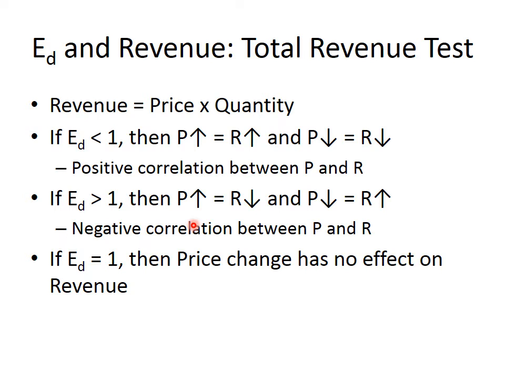Now, if the elasticity is exactly 1, then a price change will have no effect on revenue. Why? Well, let's think about it for just a minute here. If the coefficient is 1, what does that mean? That means that the percentage change in demand is exactly the same as the percentage change in price, which means if we're getting fewer dollars in per unit, we're going to compensate for that by selling exactly the same percentage more units, and so it's going to be equal. And vice versa.